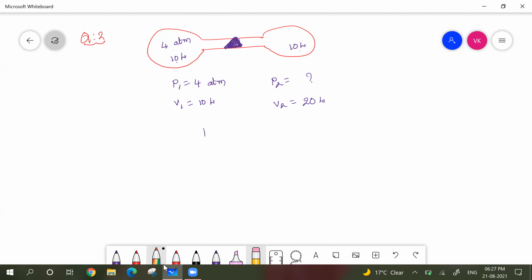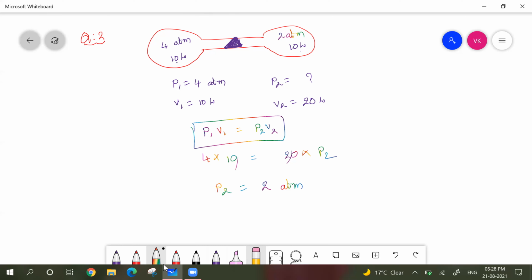So what is the formula now? P1 V1 is equal to P2 V2. So substitute the values here. 4 times 10 is equal to 20 times P2. So P2 is equal to 2 atmosphere pressure. What is the answer here? 2 atmosphere. So in this way, when they give you one value, you need to compare them with the help of this equation, and you can find. They may ask whether volume or the pressure. Both are the same, students. You can find it in this way.